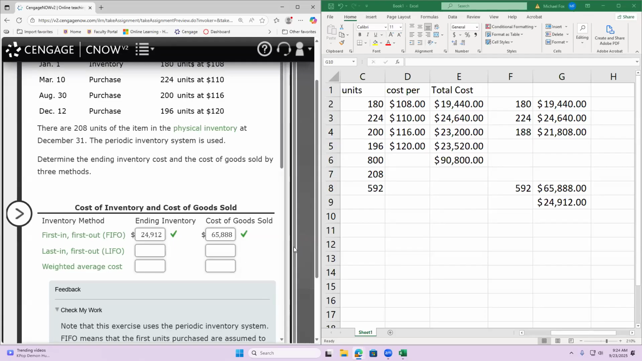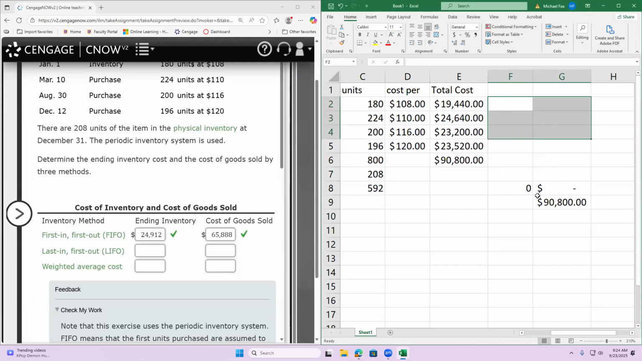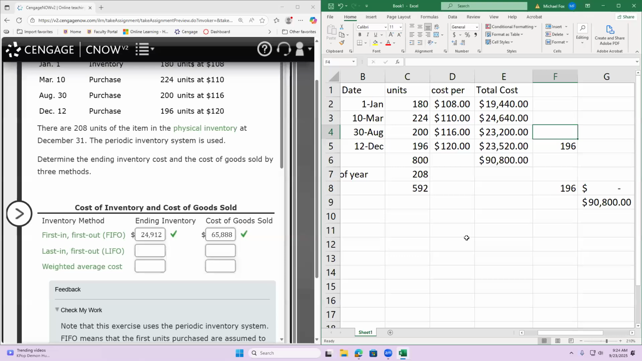So let's look at if we were to do this last in, first out instead of first in, first out. With last in, first out, we're going to assume that we sold the newest units, right? So I'm going to assume I sold all 196 of these. Those are the newest ones, the ones that we purchased on December 12th, and that we sold all 200 of the ones that we purchased on August 30th.